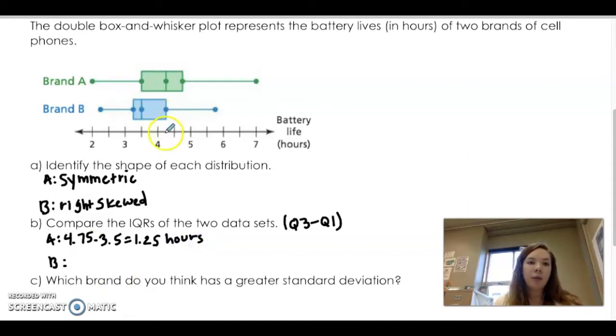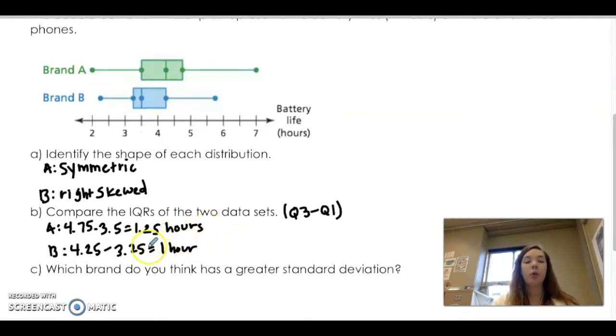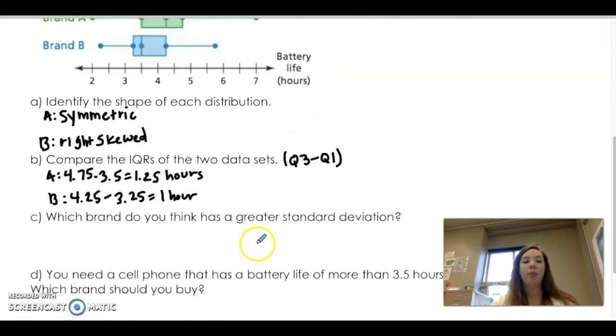B, it looks like we have 4.25 minus 3.25, which is just 1 hour difference, okay? So the interquartile range for B is smaller than it is for A.